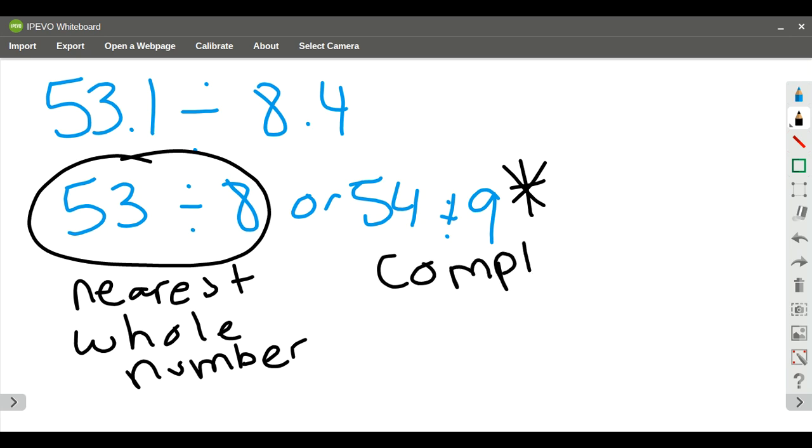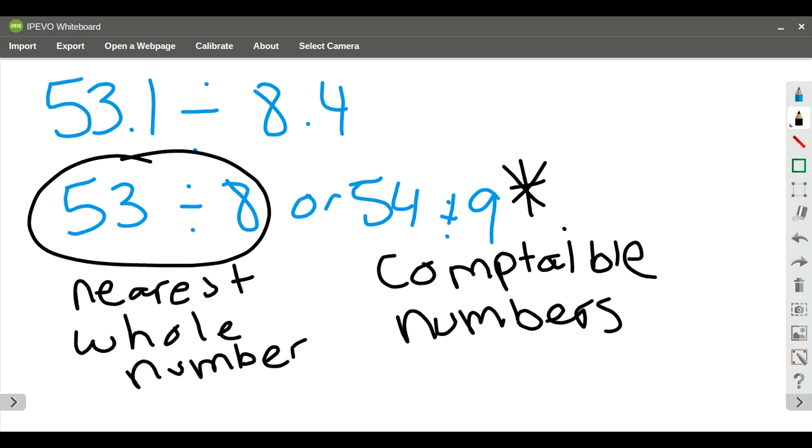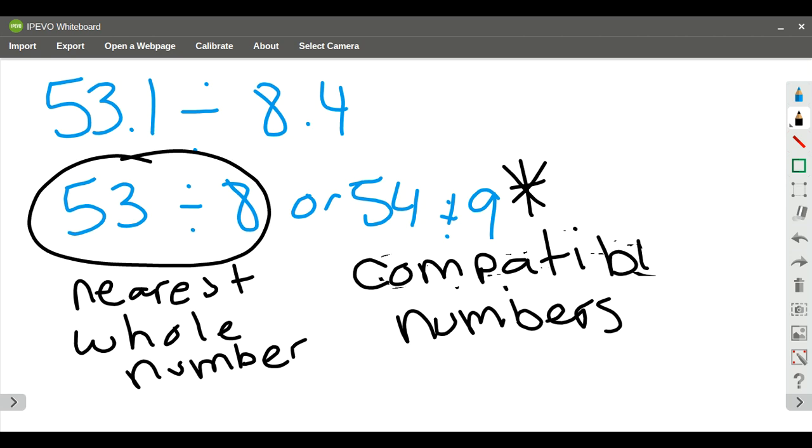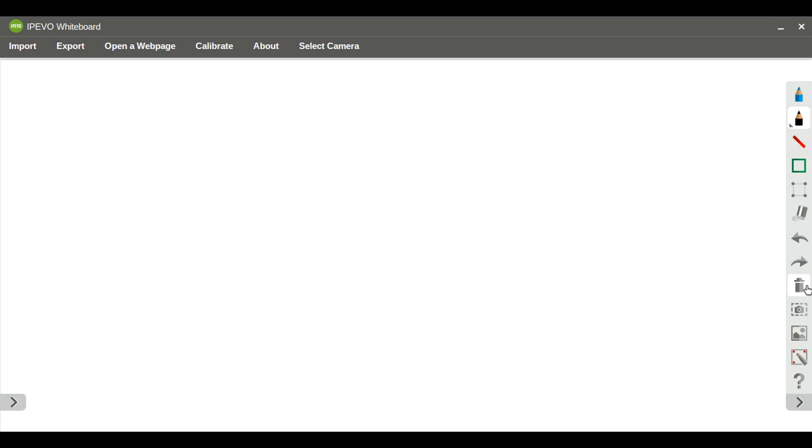So even though I rounded to the nearest whole number, I want to use compatible numbers because it allows me to quickly and efficiently find an answer that is near my estimate. It's about working smarter, not harder. So my estimate is going to be approximately 6. So if I have an answer near 6, that's going to tell me that it's going to be a reasonable value. Okay. All right. So let's take a look at number 2.